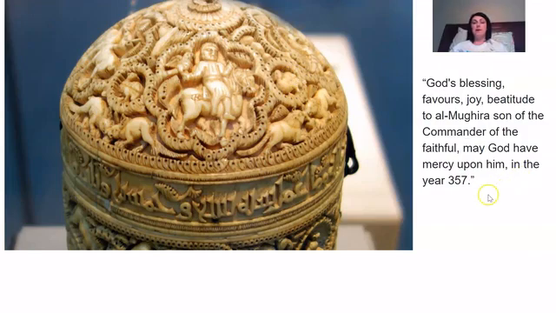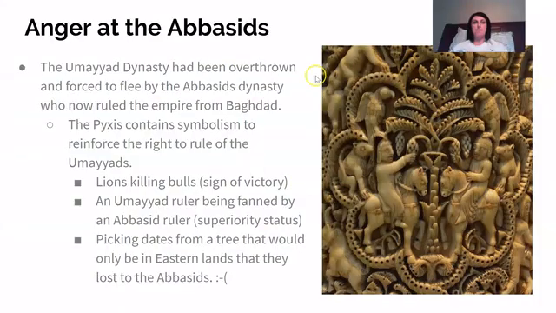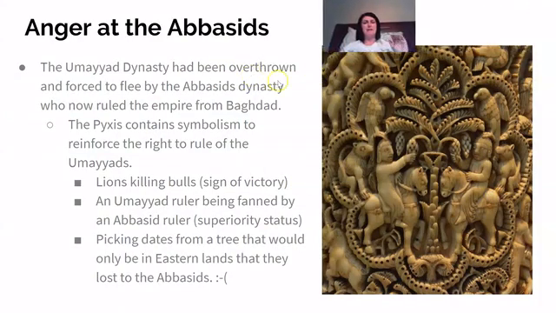May God have mercy upon him. So you can kind of see that. And it's supposed to be 1357. Sorry about that. That was a typo. 357, Islam wasn't even around.